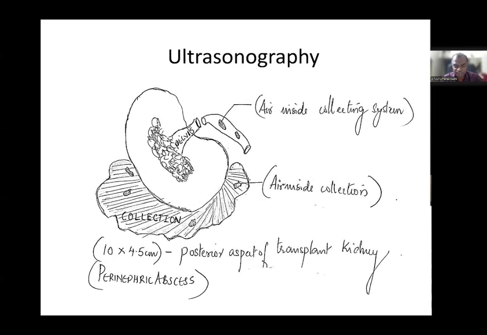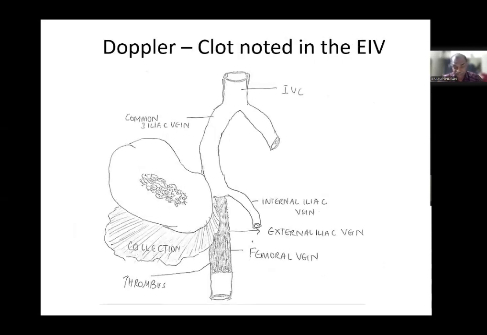So the ultrasound, this is a depictive picture of the ultrasound, showed air in the collecting system, air in the surrounding tissue as well. And there was a perinephric abscess sitting in the posterior aspect, which is compressing upon the external iliac vein, producing a thrombus in the external iliac vein. So this is how 3 of our patients with a presumptive diagnosis of pyelonephritis came to us.